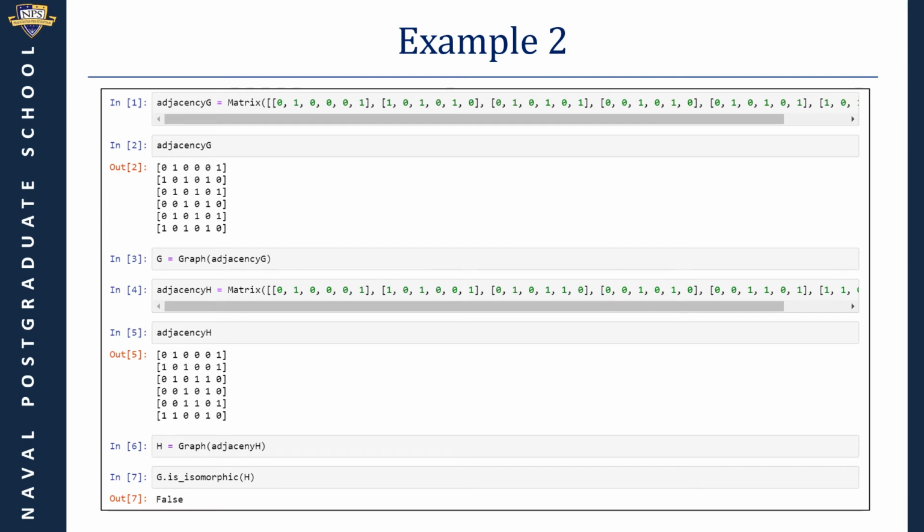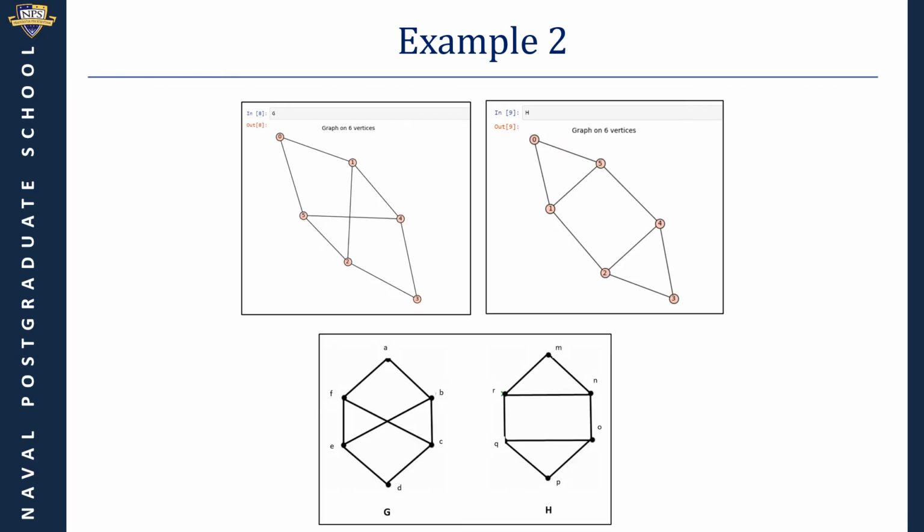In this example, we see that G and H are not isomorphic. Let's look at the graphs again on the next slide. To show the two graphs, I've plotted them here above my original drawing. This is not a required action, and it does not facilitate us finding isomorphism with SageMath, but it does allow for a visual inspection of the graphs.